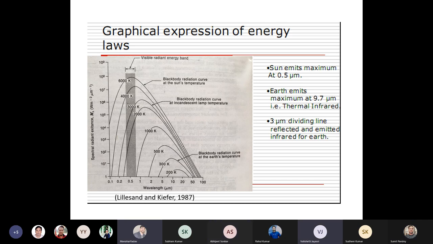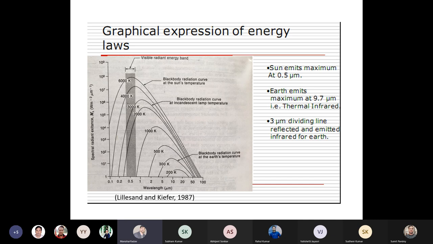Wien's displacement law tells us the wavelength at which we get maximum radiated energy. It is equal to A by T. It means the wavelength is inversely proportional to the temperature, and it is evident in this graph. If you increase the temperature, then the wavelength at which we get the maxima decreases.